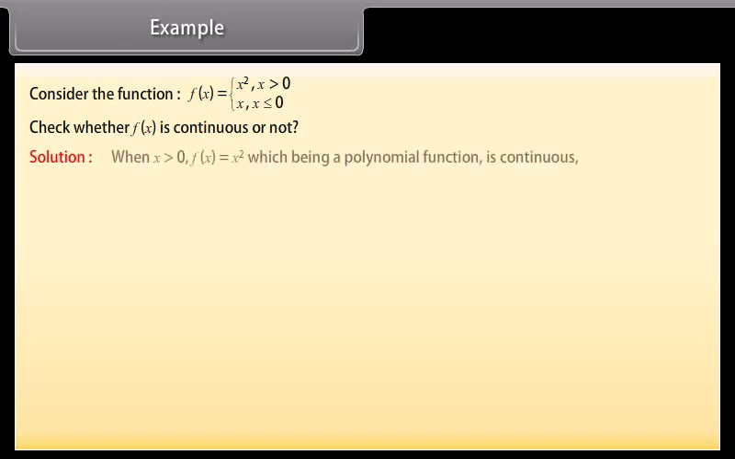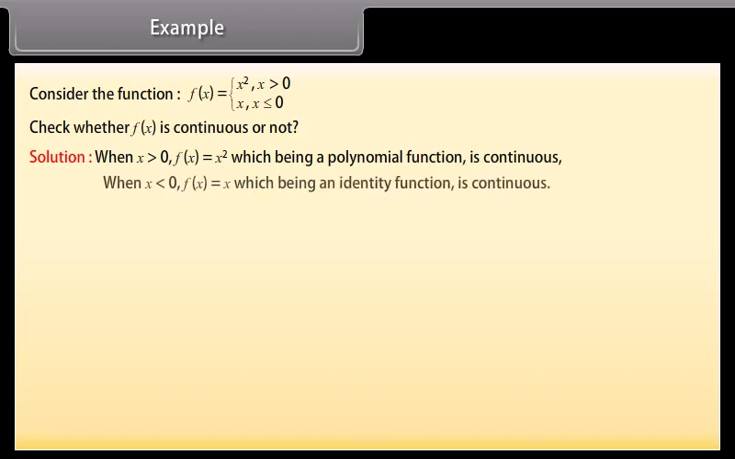Solution. When x is greater than 0, f(x) = x², which being a polynomial function is continuous. When x is less than 0, f(x) = x, which being an identity function is continuous. Now the only doubtful point is x = 0.